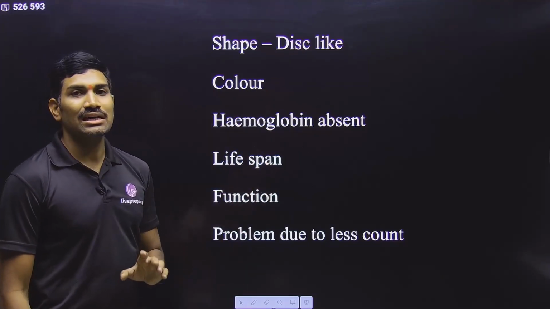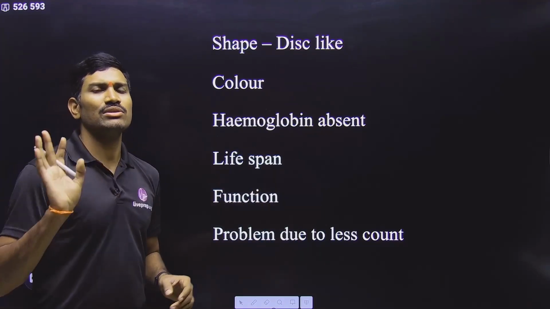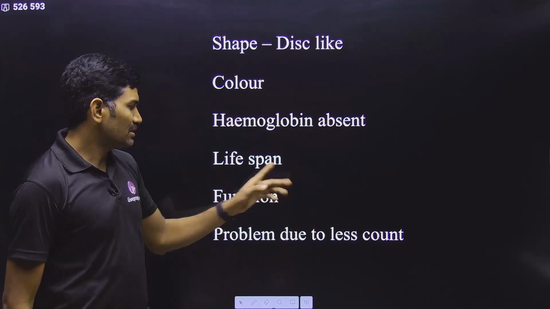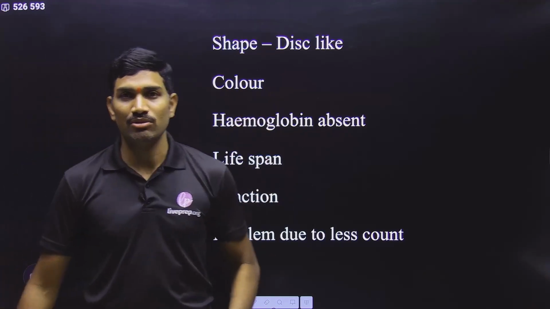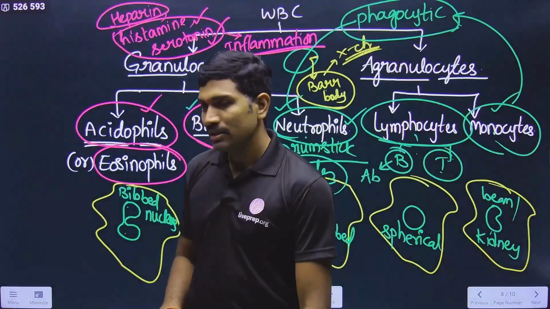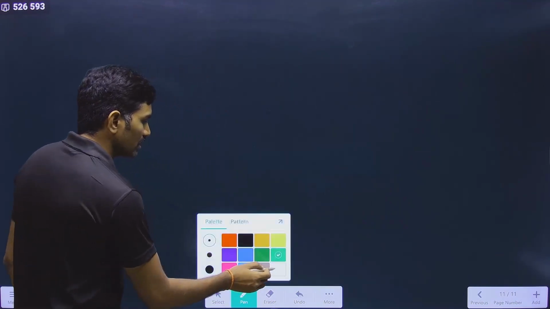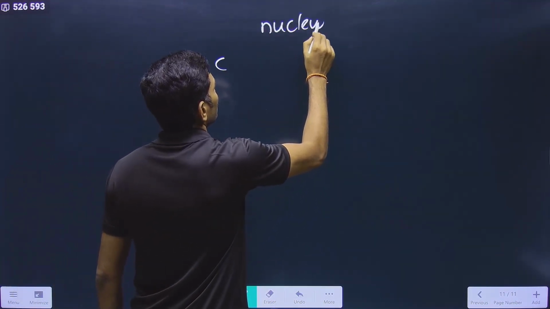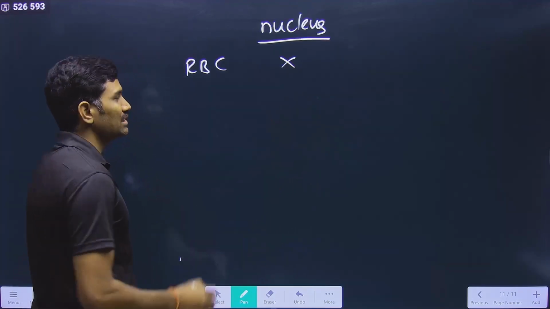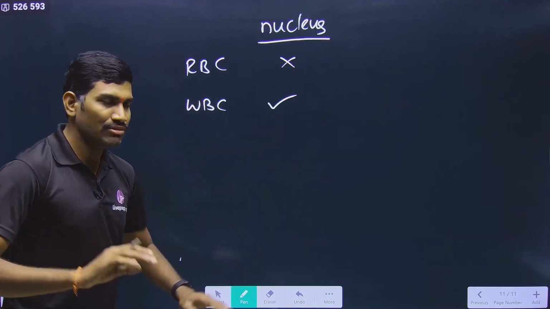And next one is regarding the lifespan. What is the lifespan? Their lifespan is approximately 7 to 10 days. That's it. But what about the nucleus? Here I have not written about this, but this point is very important. Observe carefully. Mature RBCs do not contain a nucleus. RBC does not contain a nucleus. WBCs, all the 5 types of WBCs, yes, they have the nucleus.